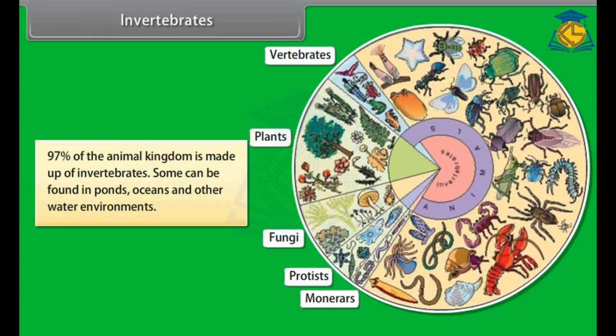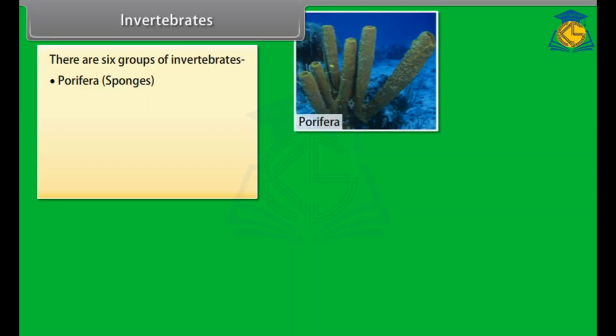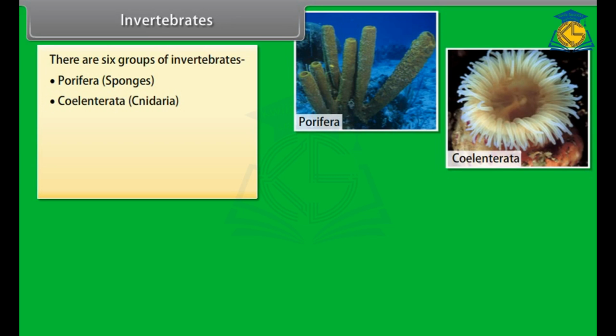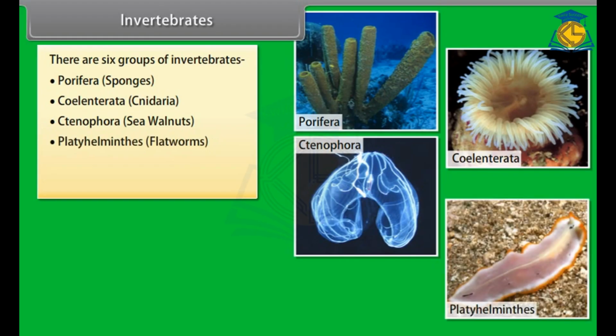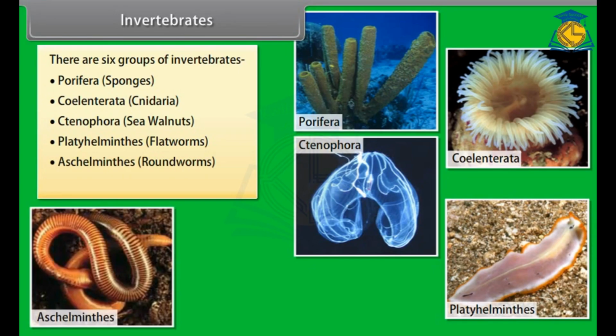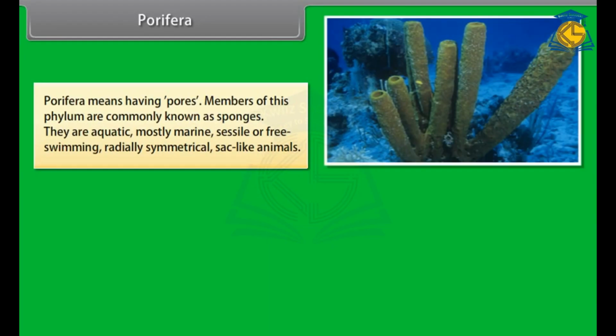97% of the animal kingdom is made up of invertebrates. Some can be found in ponds, oceans, and other water environments. There are 6 groups of invertebrates. They are Porifera, example, sponges; Coelenterata, example, Cnidaria; Ctenophora, sea walnuts; Platyhelminthes, example, flatworms; Aschelminthes, example, roundworms; Annelida, example, segmented worms.